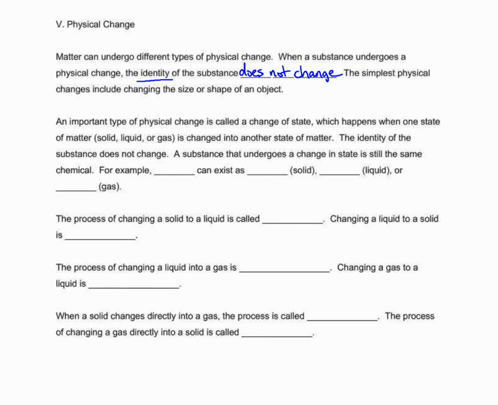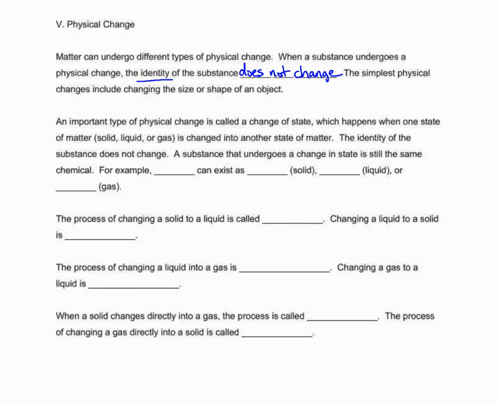The simplest physical changes that we're going to see would include maybe changing the size of an object or the shape of an object. For instance, if you take a piece of paper and tear it in half or crumple it up, that was a type of physical change. The identity of the substance is the same. It's still a piece of paper, it's just now it's crumpled up. It's no longer a whole piece of paper. So we change the shape and we change the size, but it's still a piece of paper.